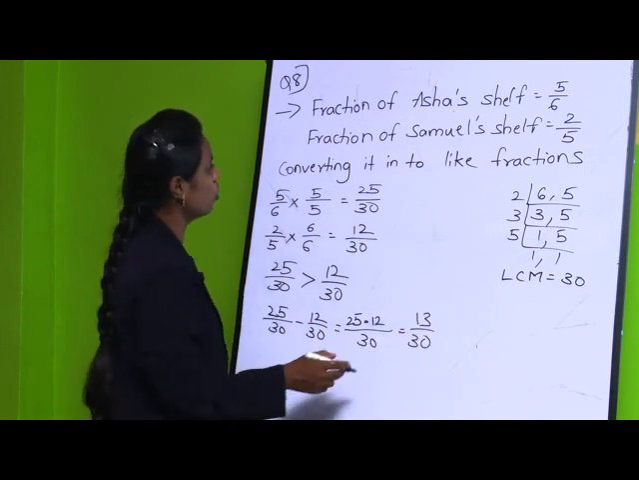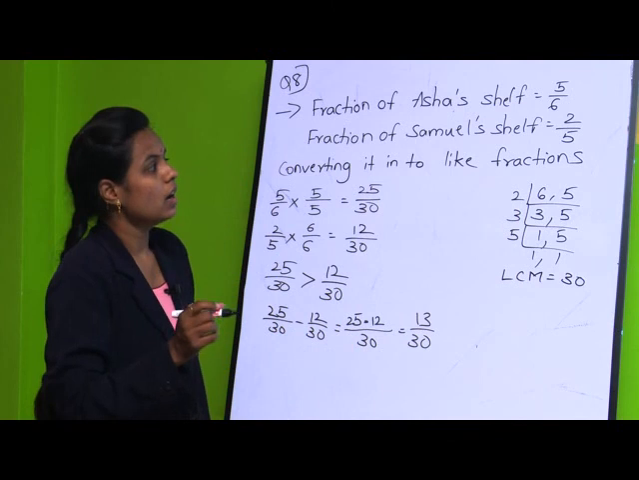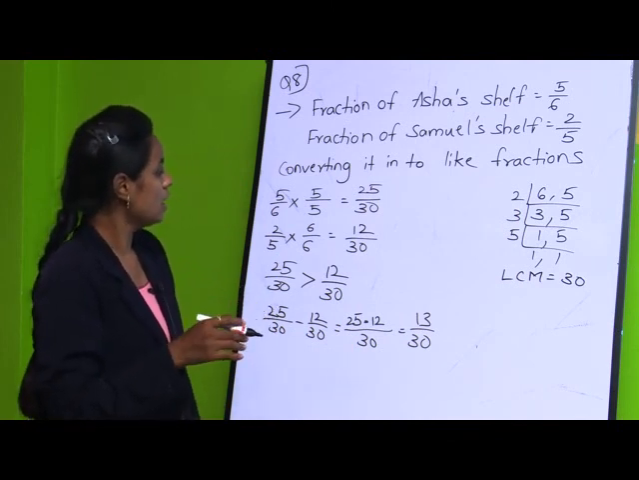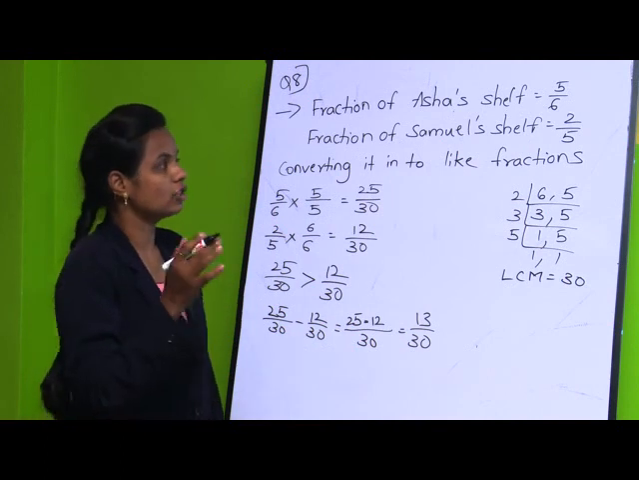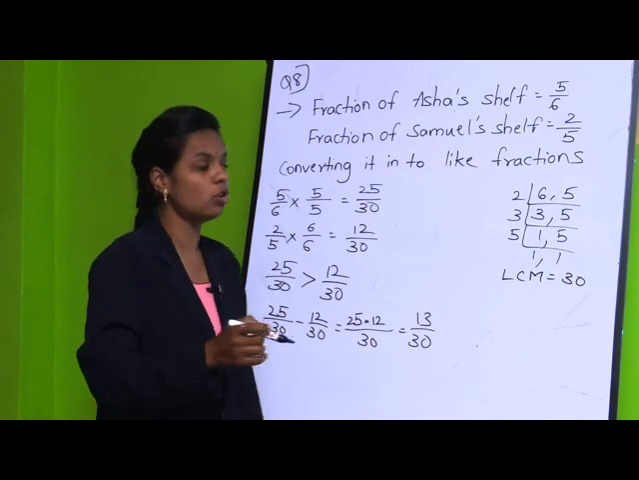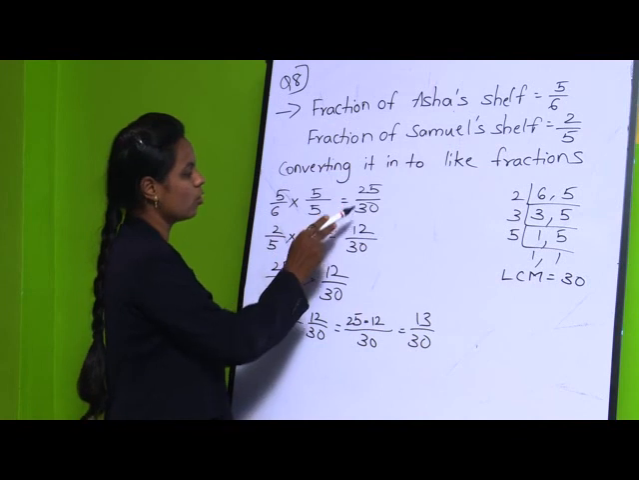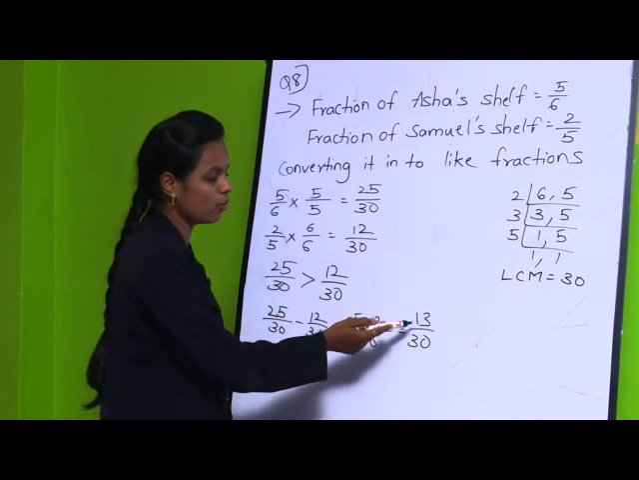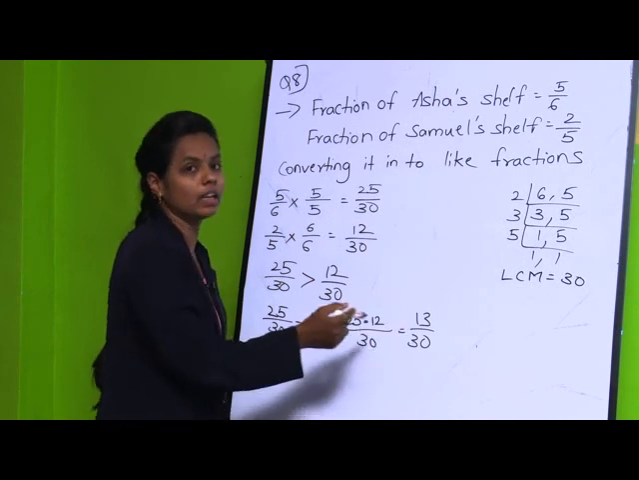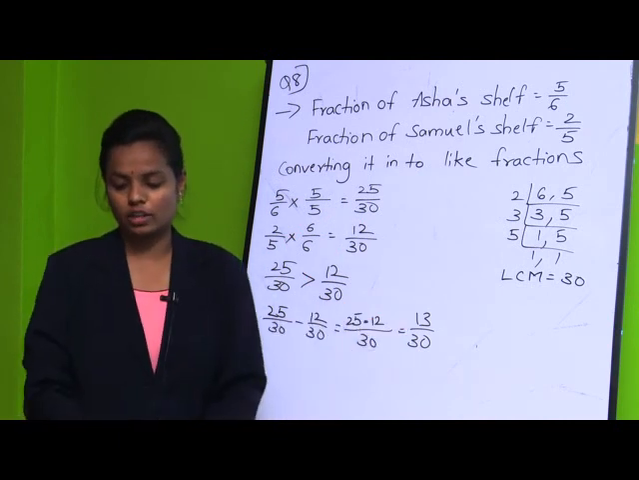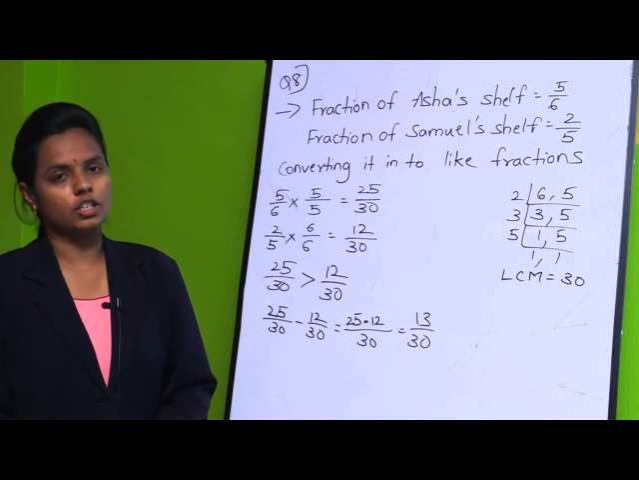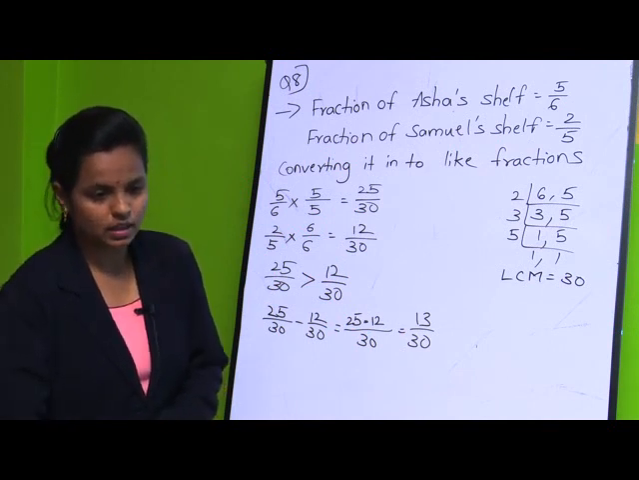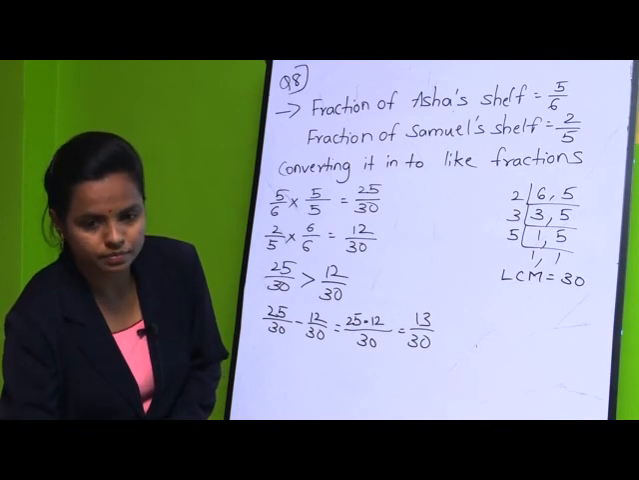So therefore we can say the bookshelf of Asha is more than Samuel. By how much fraction? 13 by 30. About 13 by 30 fraction of books of Asha's are more. Okay. So here completes the word problems.